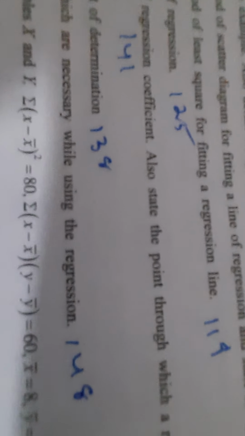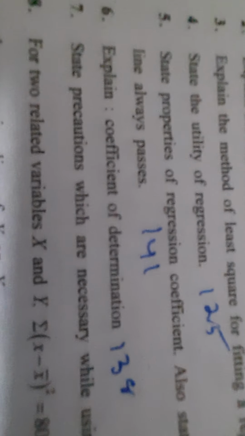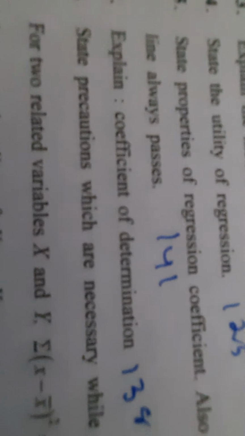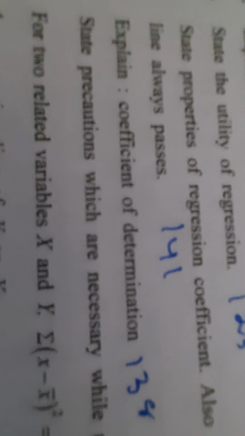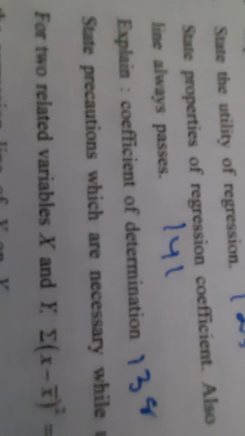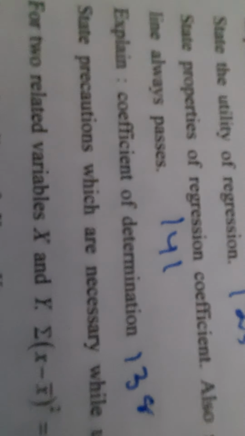State properties of regression coefficient. Also state the point through which a regression line passes. That is on page number 141. Properties are given, just a few, so please write it and learn it well. As you know, the regression line always passes through the points x bar and y bar.